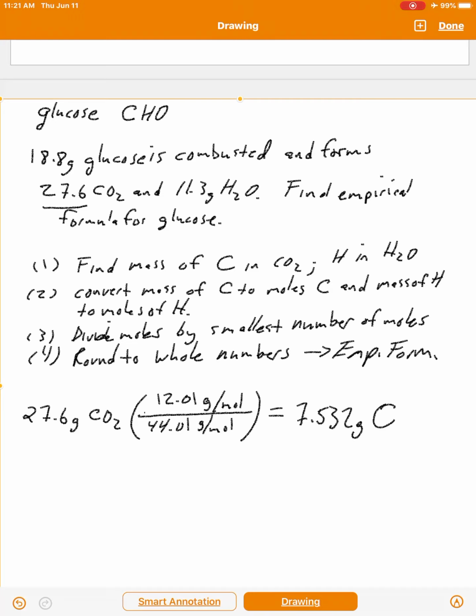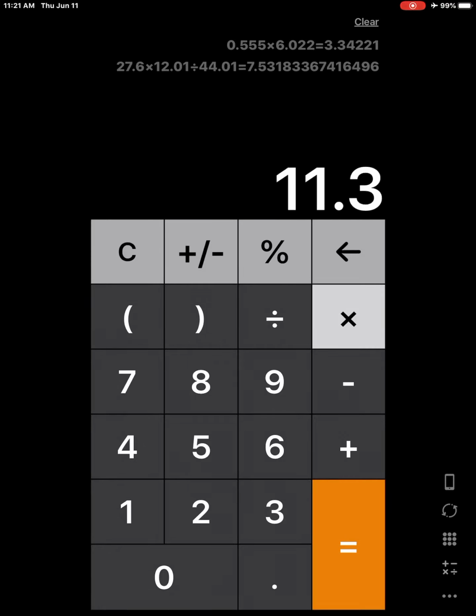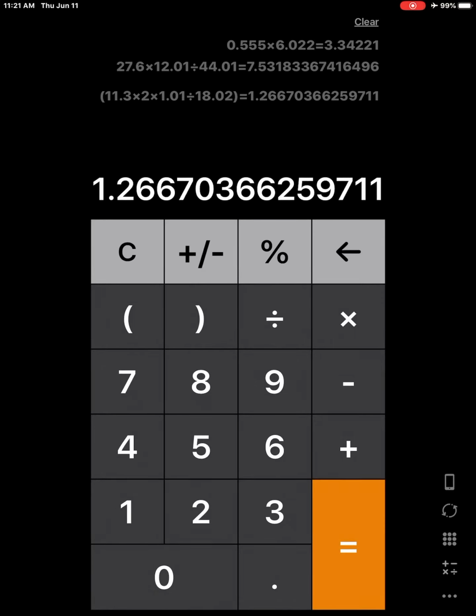Now we do the same thing for hydrogen. So the mass of water is 11.3. We're going to multiply that by the molar mass of hydrogen and divide that by the molar mass of water. But be careful, because water, we know, has 2 hydrogens. So it's 2 times 1.01 grams per mole divided by 18.02. Again, I won't explicitly show you how to get that 18.02, but that's just the molar mass of water, 2 hydrogens and 1 oxygen. So 11.3 times 2 times 1.01 divided by 18.02, and you get 1.267.